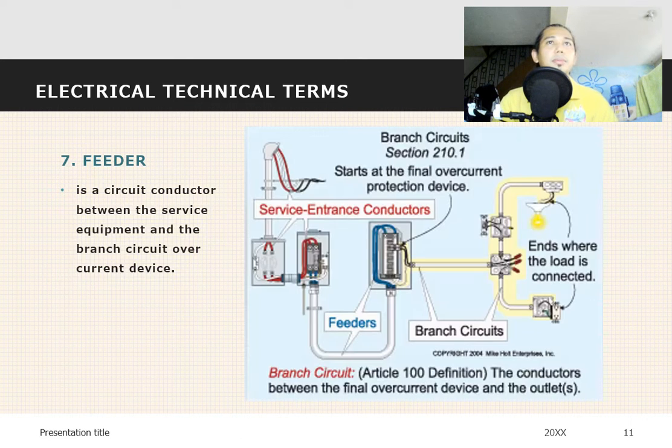Okay, next is the feeder. This is the feeder, here it is. It feeds the electricity that comes from the service or from the pole. So that's the feeder. It is a circuit conductor between the service and equipment and the branch circuit overcurrent device. So that is the feeder.